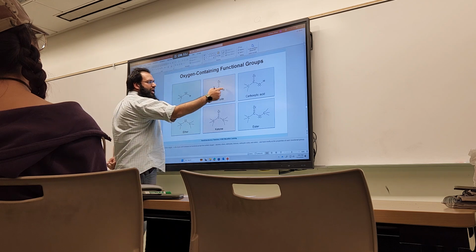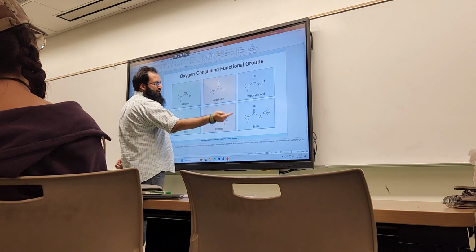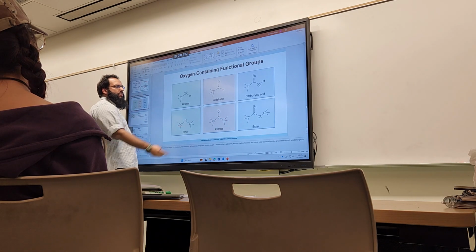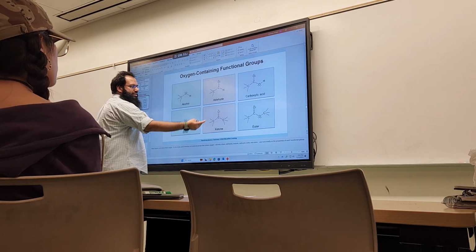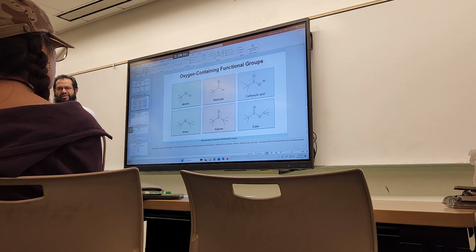If I take out that hydrogen and connect it to another carbon or carbon connected to other stuff, we call that a ketone. So these are part of the same family. An aldehyde and ketone are the same family. Alcohol and ether are the same family.